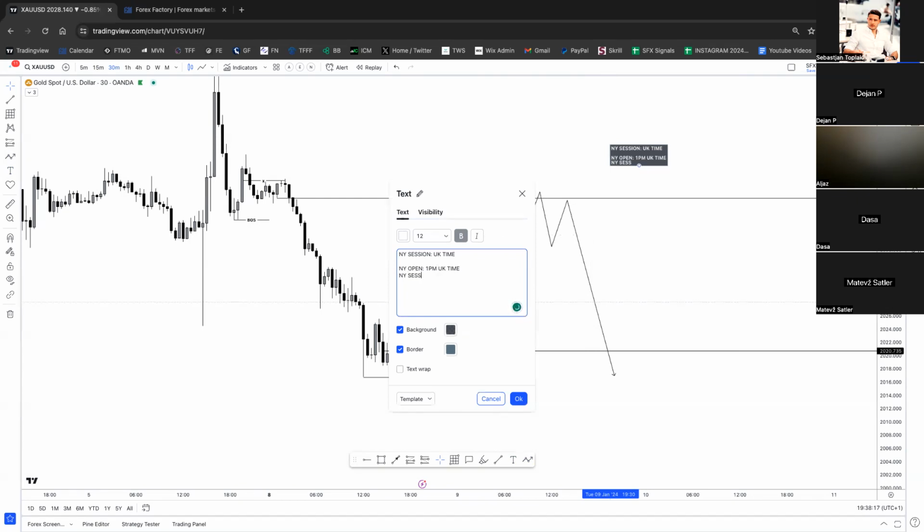New York session news is at 1:30 p.m. UK time, and gold is usually tradable at 2:30 p.m. UK time, when the indexes in the US session open. That's why, most times, gold escalates at those times. So you don't have to rush into everything. You have to be patient, see the price action, see the setup develop, and then you can trade.